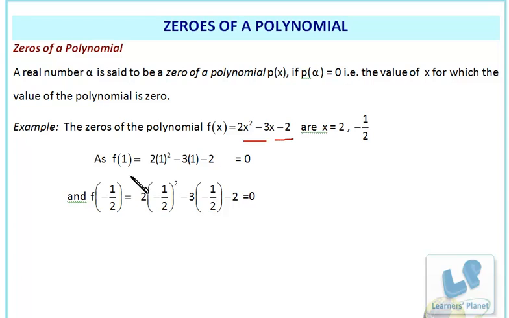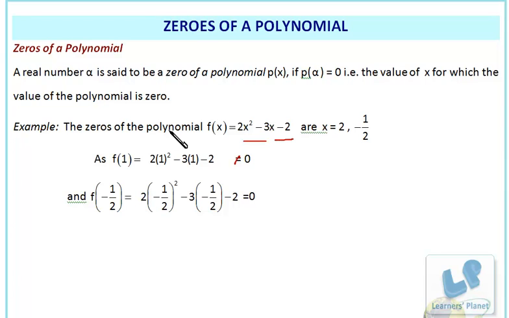f(1) is equal to, I just put the value as 1, x is equal to 1, so 2 into 1 square minus 3 into 1 minus 2. So it's 2 minus 3 minus 2, so that's not equal to 0. That means 1 is not the zero of the polynomial, right?